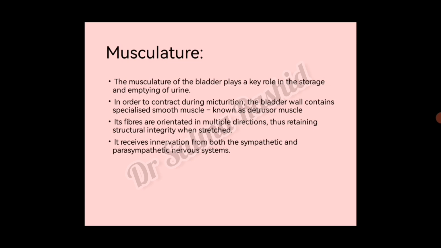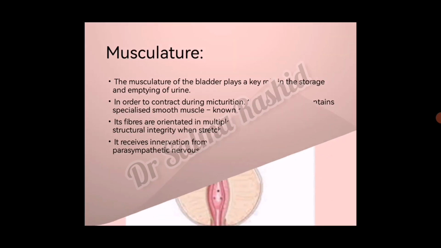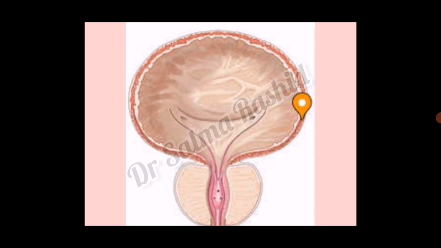Now musculature. The musculature of the bladder plays a key role in the storage and emptying of urine. In order to contract during micturition, the bladder wall contains specialized smooth muscle known as the detrusor muscle. Its fibers are oriented in multiple directions, thus retaining structural integrity when stretched. It receives innervation from both the sympathetic and parasympathetic nervous system. This is a diagram showing the detrusor muscle, whose fibers are oriented in all directions.